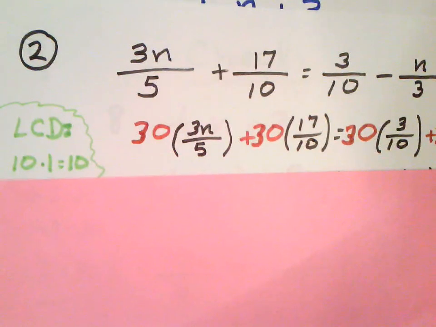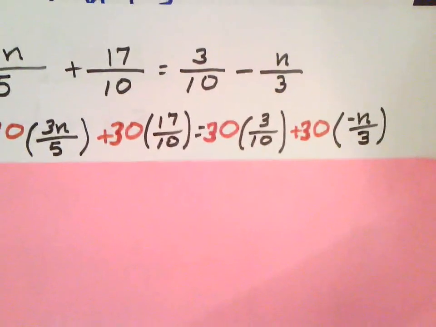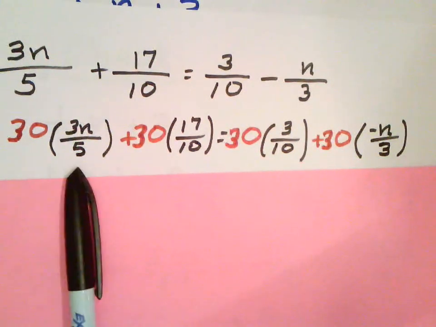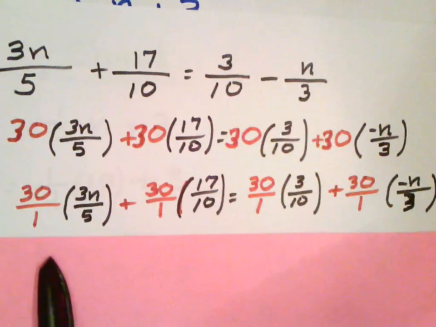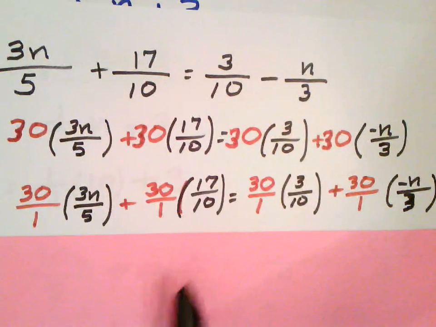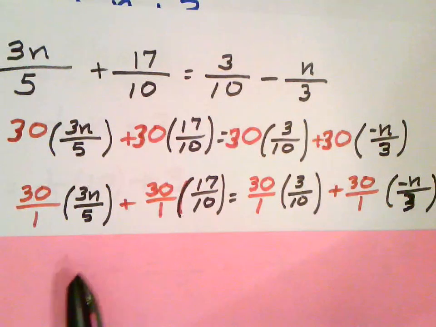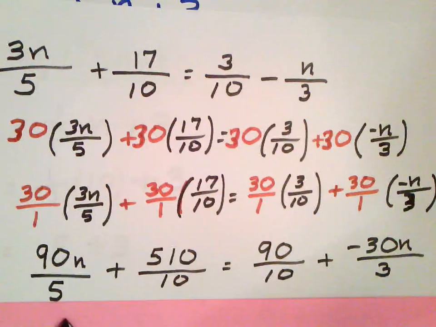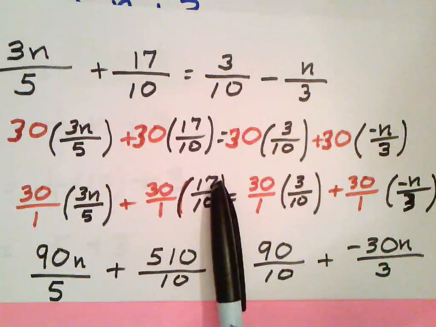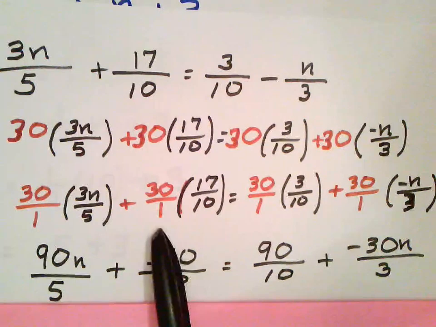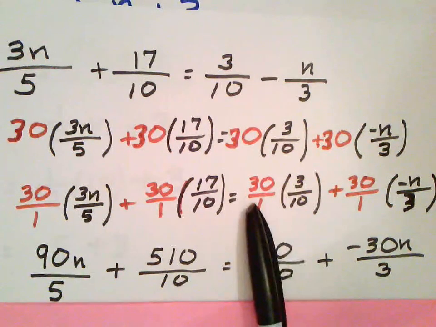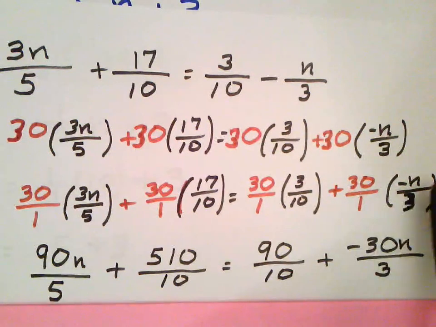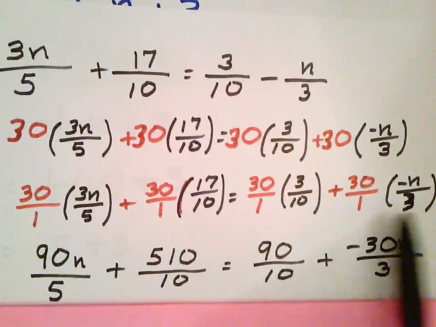So we're going to multiply all 4 terms by 30. So you see that's what I'm doing here. Since I'm multiplying by fractions, I'm going to make this 30 over 1. Then I'll multiply the 2 numerators and 2 denominators. 30 times 3n, 90n. 1 times 5, 5. 30 times 17, 510. 1 times 10, 10. 30 times 3, 90. 1 times 10, 10. 30 times a negative n is a negative 30n. 1 times 3, 3.